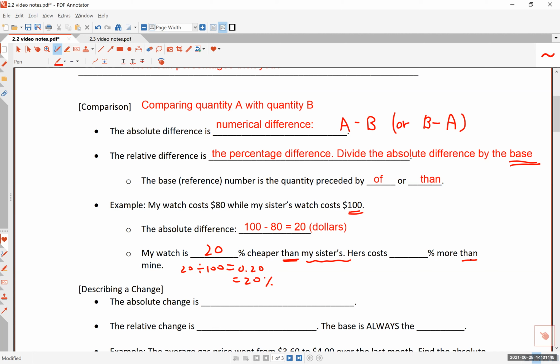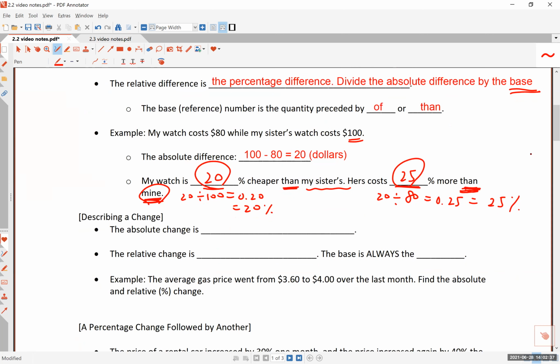Hers costs what percent more than what follows the word "than"? Mine, or my $80 watch. So for this one, you would have to divide the absolute difference of $20 by the price of my watch, which is $80. The quotient is 0.25, which is 25%. The answer: her watch costs 25% more than mine. The reason this number is bigger than the other is because now the base number is cheaper. My watch is cheaper than hers. And by the way, these two percentages will always be different in a relative comparison.